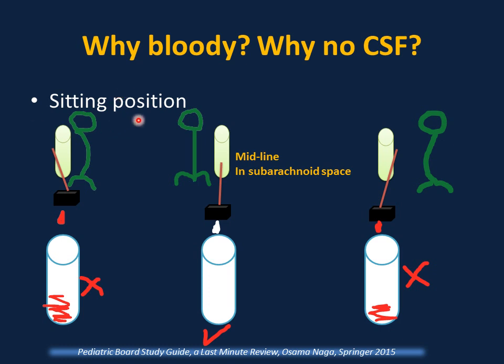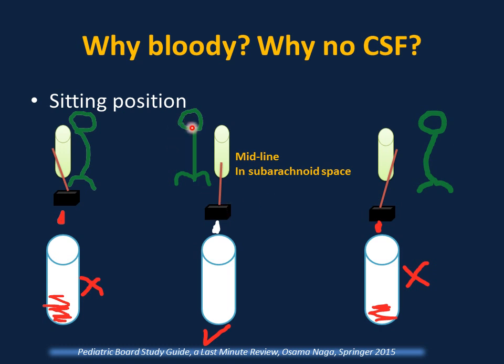In sitting position, the possibilities are if the back is tilted to one side, as you see here, the needle will be out of the subarachnoid space. You will see just blood coming or nothing coming at all. Also, if the needle is advanced too far or is offline, you may not obtain CSF, you may obtain just blood, or it's too shallow. So also knowing the distance, how far you can go, is very helpful.